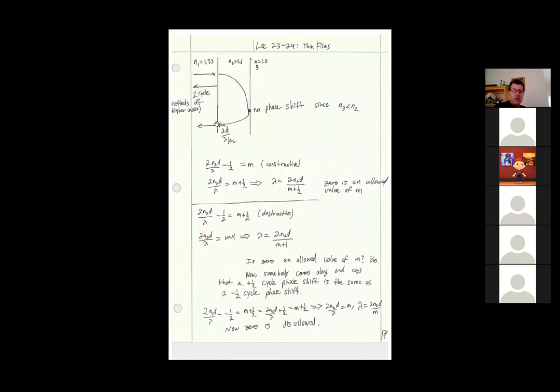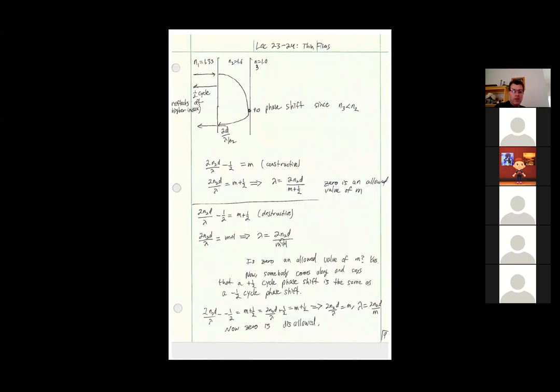This phase shift will be 2n2d over lambda. There is no reflection phase shift there. This will be a half cycle. And we get the same formula again. Now, if we wanted destructive interference, we would set 2n2d over lambda minus a half equal to m plus a half. And we would get this formula.